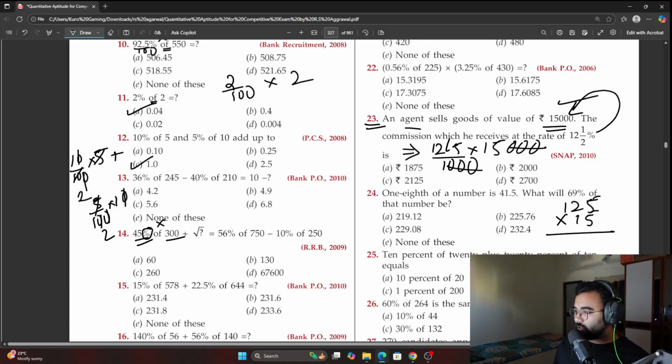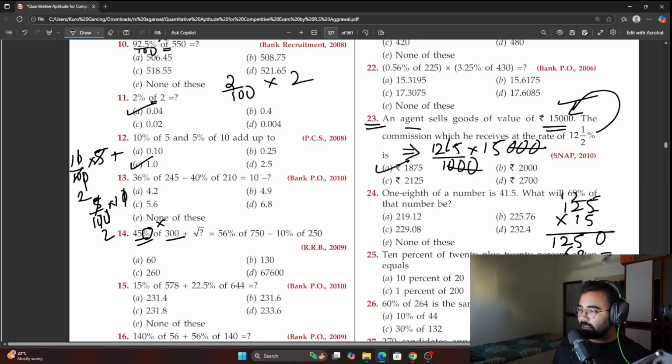So this is where I would recommend you don't use calculators, because if you do, you lose this impulse. 5 5s are 25, 5 2s are 10, 10 plus 2, 12, 6. So 5 7s are 35, 5 8s are 40, 1875. So that is his commission.